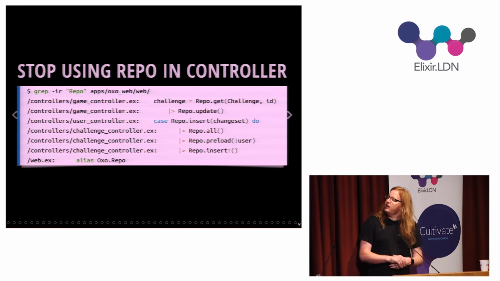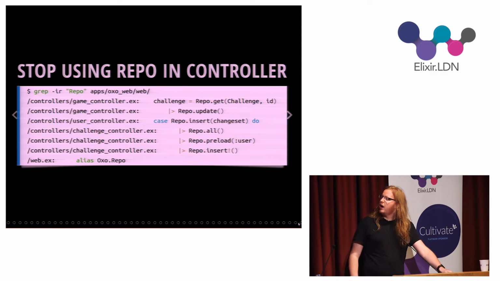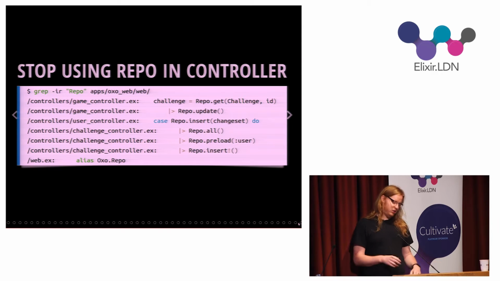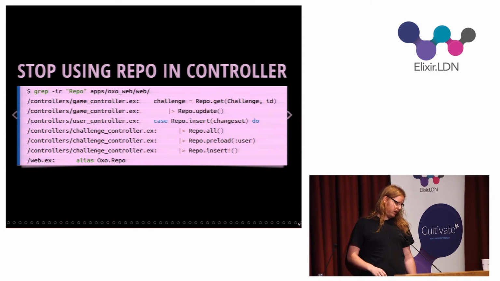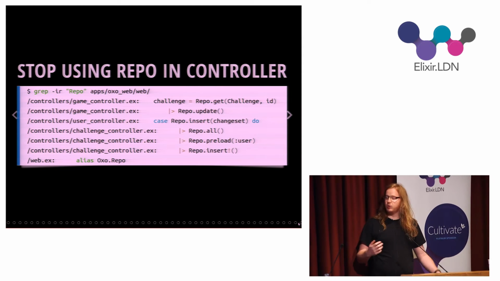The one thing that I maybe want to start advocating is to stop using Repo in controllers. This doesn't mean if you already have an application, go and phone your team and be like, we need to rewrite this now. The world is on fire. It's fine, but it's just something you should keep in mind as you go forward. So here's the output of grep, and I'm grepping for Repo in my web directory, and you'll see that it appears in several of the controllers, and there's also an alias for it in web.ex, which gets included by everything.